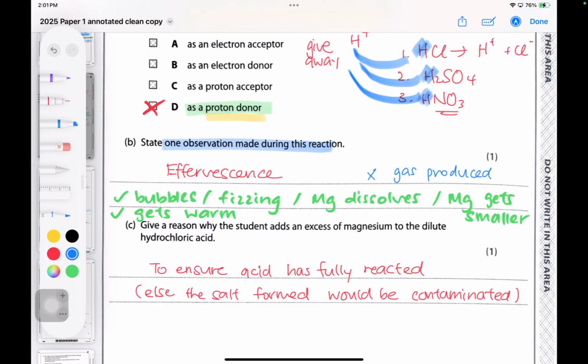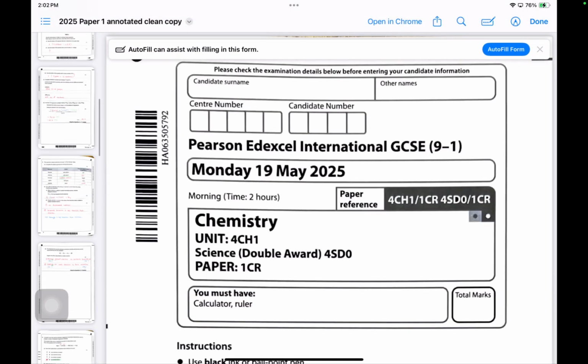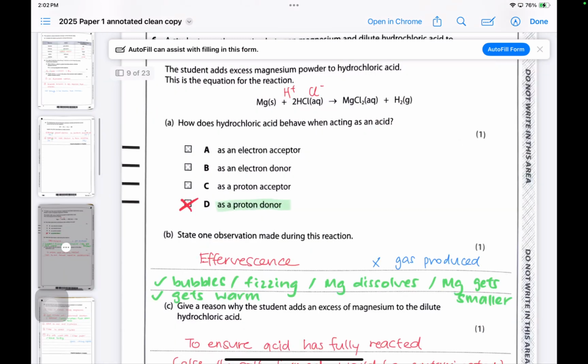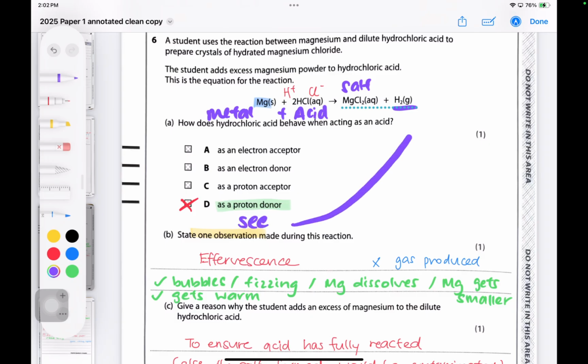Next thing, take one observation made during this reaction. Which reaction is this? We are putting a piece of magnesium into hydrochloric acid. And because magnesium is a reactive metal, when you have metal and acid coming together, you always end up with a salt and hydrogen gas. So they are asking for observation, basically what you can see, right? So take a look at the product.